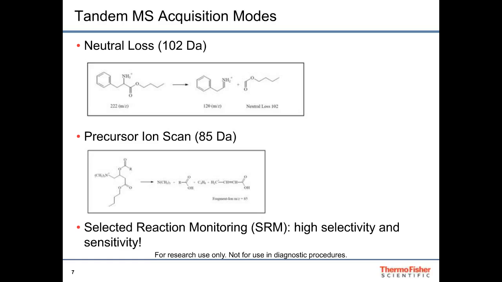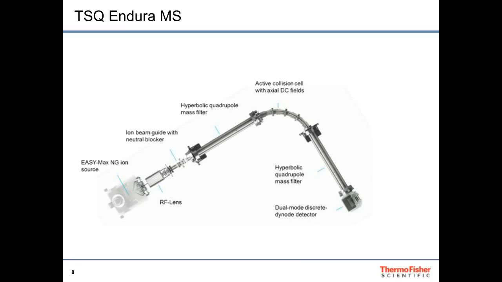The precursor ion scan next looks for acylcarnitines that produce a fragment with a specific mass to charge ratio of 85. We also use SRM scans, that's selective or selected reaction monitoring, that look for specific precursor ions that form specific product ions for both derivatized and non-derivatized analytes. The TSQ Endura quadrupole mass spectrometer has a unique design to achieve the best sensitivity for all of the scan modes we just mentioned for derivatized and non-derivatized analytes.